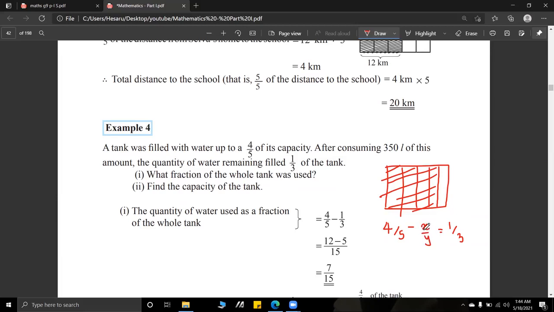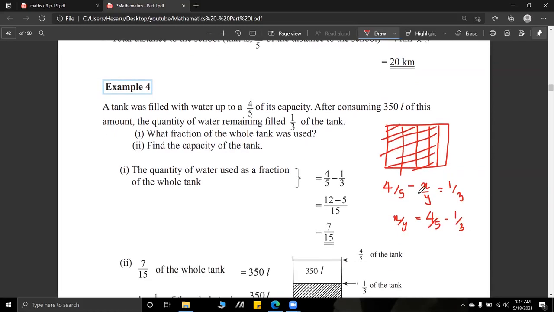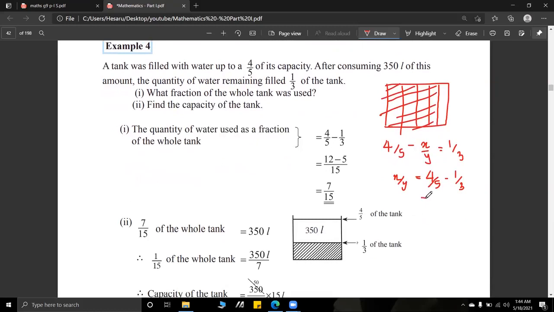So in order to find this x over y, you need to prepare this equation: x over y is equal to 4 over 5 minus 1 over 3. I'll just do this one. Okay, so you will end up with an answer like 7 over 15.